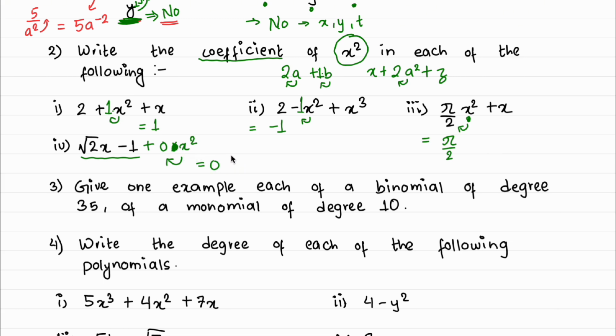And that's our second question. It's pretty easy, okay? You just find the number in front of this x square, and you get your coefficient.